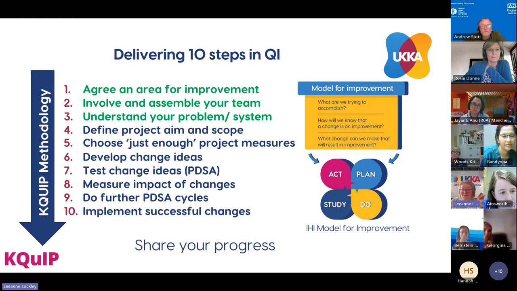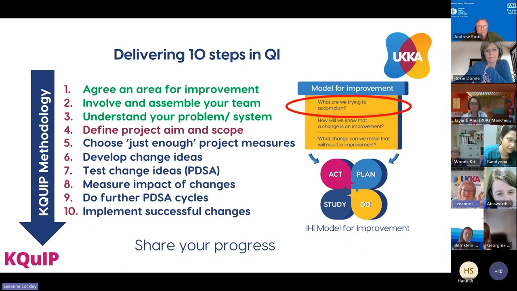So delivering 10 steps in QI. It's great that everybody's using this. It's a really good methodology. We feel it's really easy to use. So now we're moving on to step 4, which is define that project aim. And that actually asks that question for the model of improvement, what we're trying to achieve.